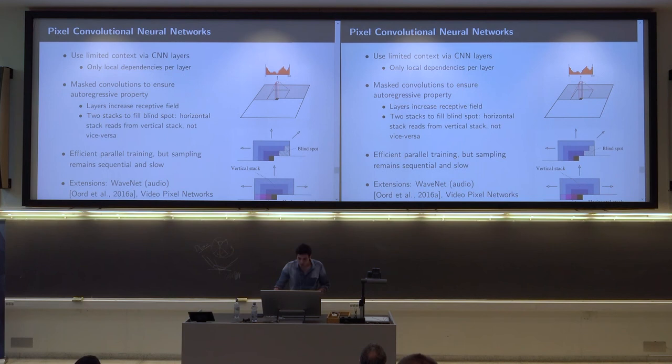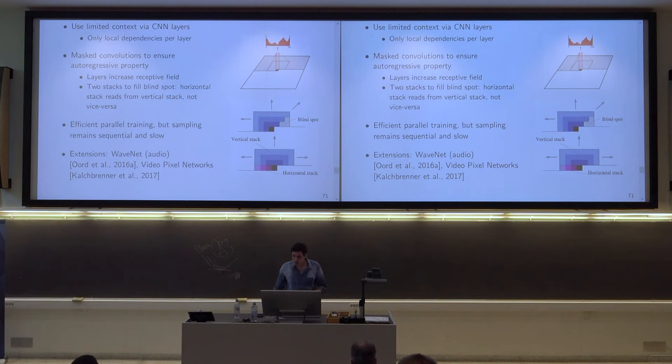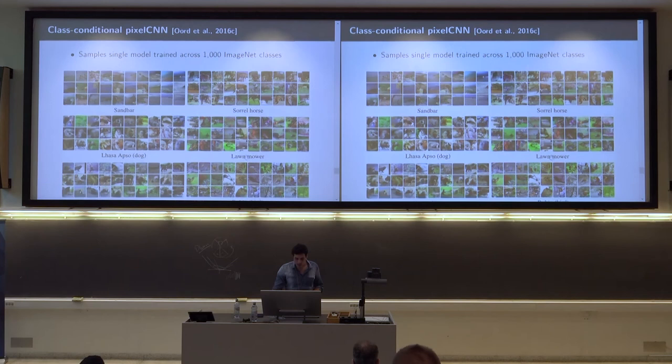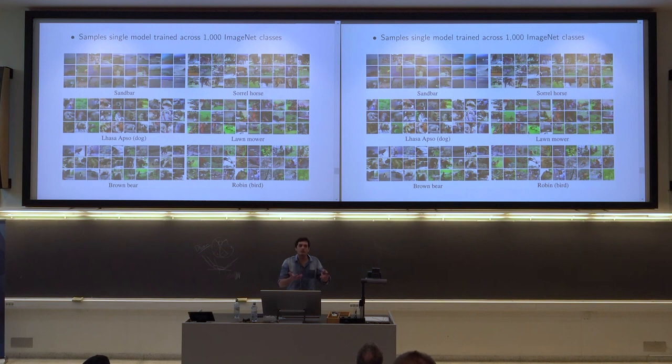So this construction is very efficient. It's been applied to images, but also to audio signals, where the WaveNet model is a very successful one, and to videos. So here are some samples of early papers. Training is fast, as we said, it's just a CNN with masks, but otherwise it trains exactly as a CNN. At sample time it's slow, but you can generate good-looking samples.